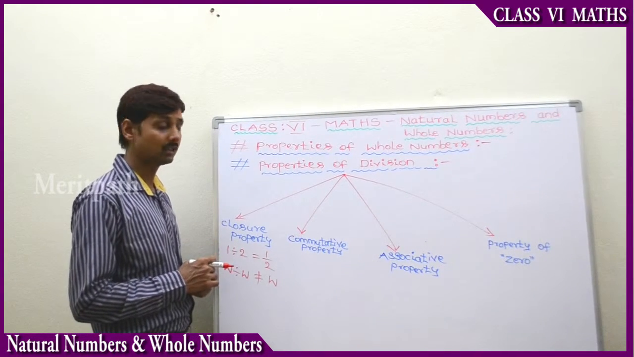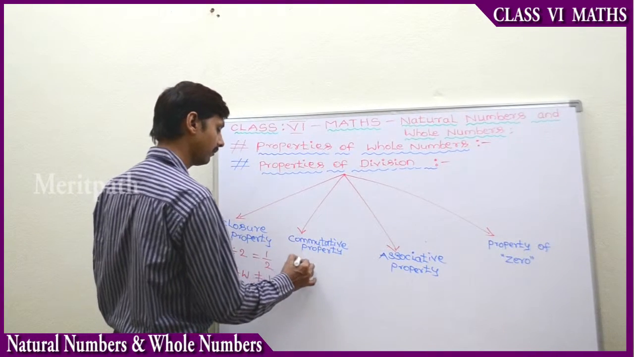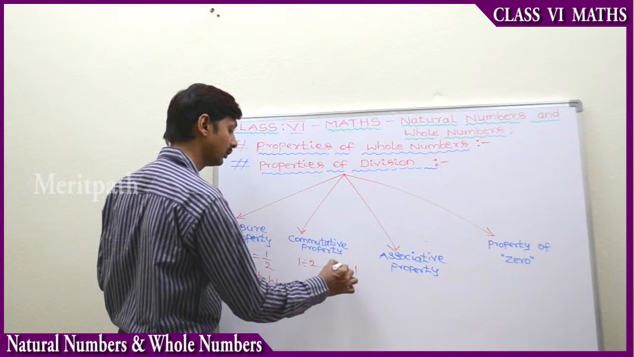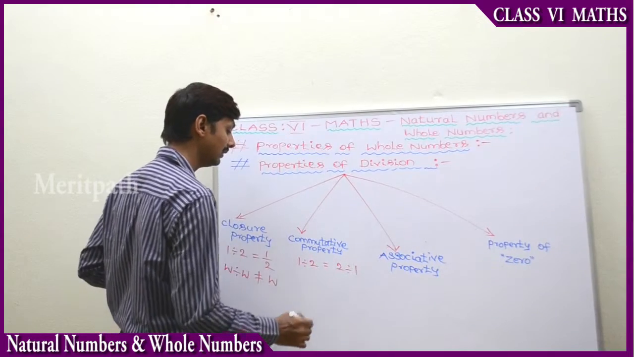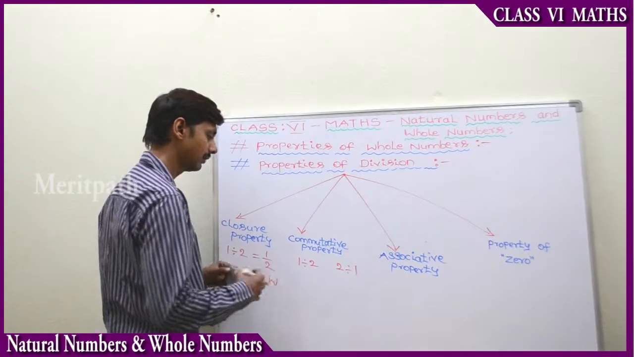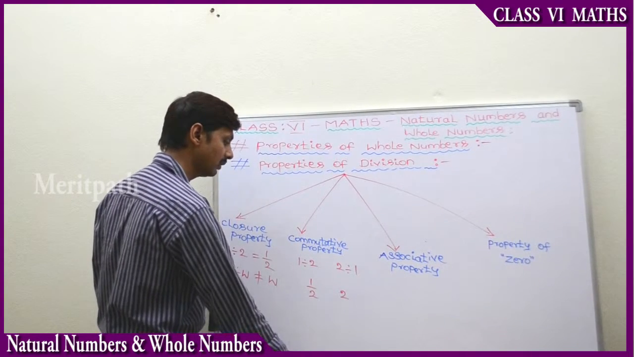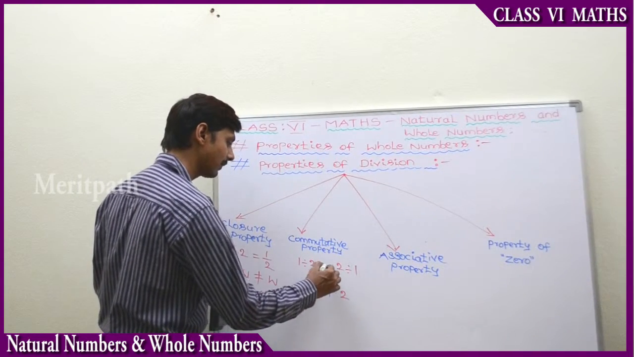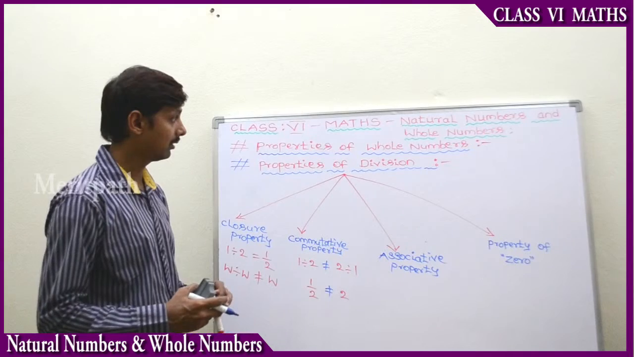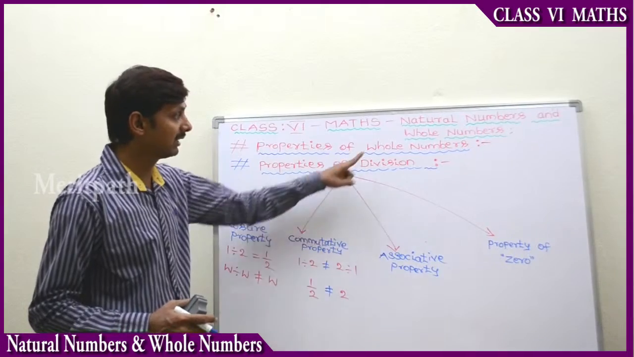Let's take the commutative property. We take two numbers and we change their order: 1 divided by 2, 2 divided by 1. Let us see whether these two values are equal or not. 1 divided by 2 is a fraction, and 2 divided by 1 is 2. So what we can understand here is that 1 by 2 is not equal to 2 by 1. So the commutative property is not applicable to division of whole numbers.